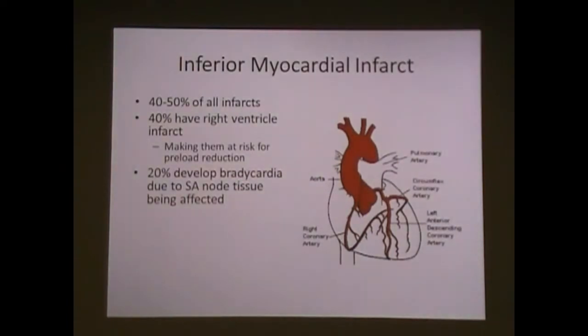20% develop bradycardia due to SA node involvement. This doesn't show it very well, but the SA node comes off right here with a branch feeding it. Right there is illustrated as the right coronary artery, and then 20% is the circ.